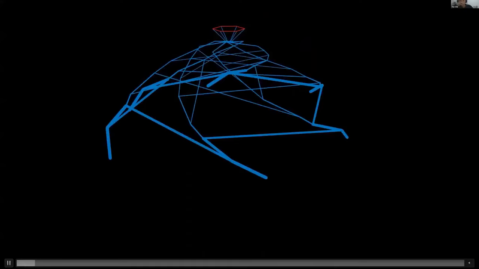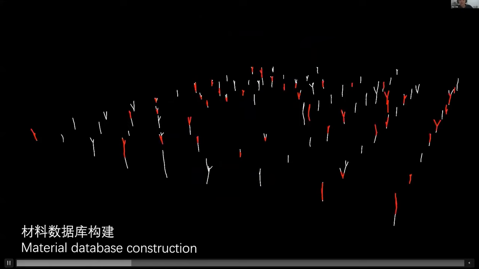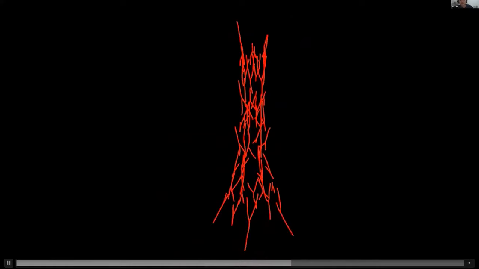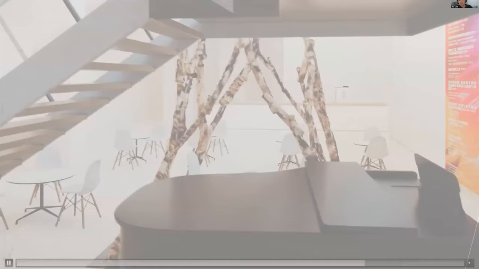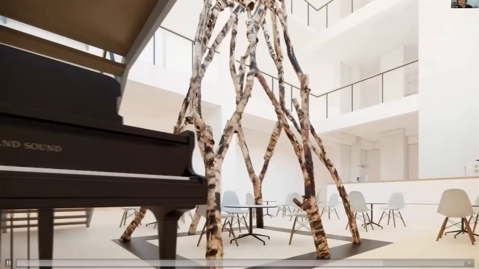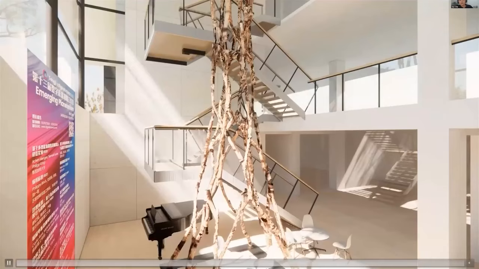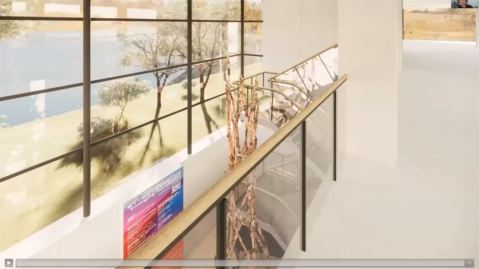After that, to accommodate the shape of the different natural tree forks, the initial axis is designed so that all the nodes of the axis are the connection of three axes. The initial axis is then achieved through a graphic statics based approach, which can also establish a link between the structural elements and their inner forces.